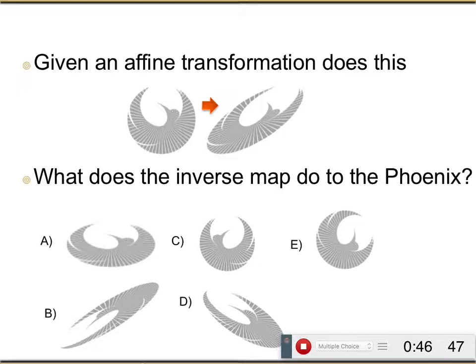Okay, so we got a pretty wide set of answers here. Let me ask the question in general. If I have a map from this to this, what does the inverse map do to this one? It puts it back to that. So if you're struggling with what the inverse map does, the inverse map goes from this back to that. And now I'm asking you, instead of applying the inverse to this, apply it to that.